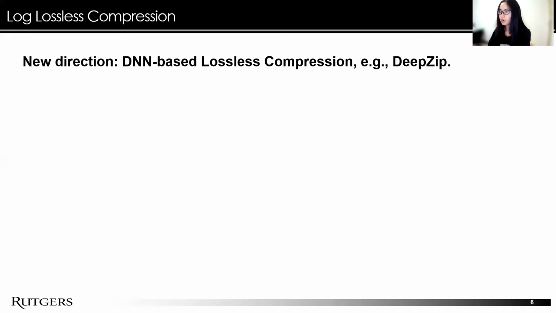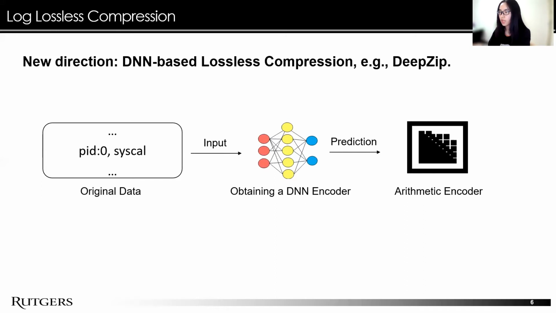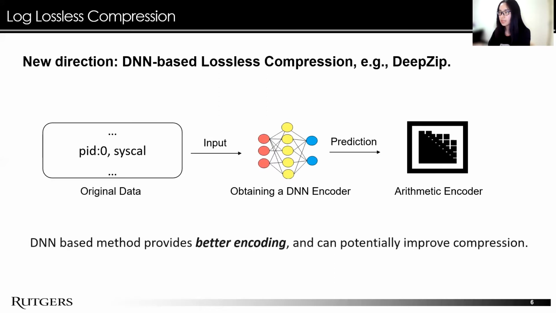Recently, a deep neural network-based encoding method called DeepZip was proposed to achieve better compression results. Unlike Gzip, which encodes characters based on their frequencies in the file, DeepZip trains a deep neural network to encode the data. Given the original data, the deep neural network model predicts each character and outputs their prediction values. Based on the prediction results from the model, arithmetic encoding encodes the characters with fewer bits. As shown by many existing works, deep neural network-based methods can achieve better encoding results.